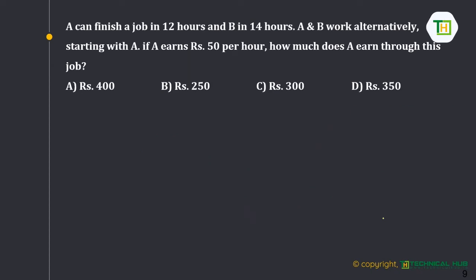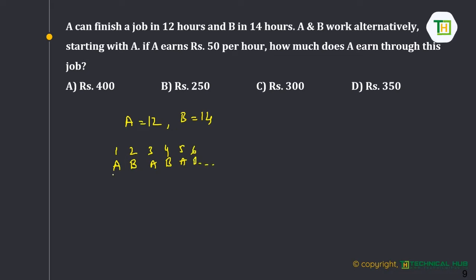A can finish a job in 12 hours and B in 14 hours. A and B work alternately starting with A. If A earns 50 rupees per hour, how much does A earn through this job? So A can do the work in 12 hours and B can finish the same work in 14 hours. Now they started the work and they are working alternately. Starting with A means first hour A worked, second hour B, third hour A, fourth hour B, fifth hour A, sixth hour B, and so on.